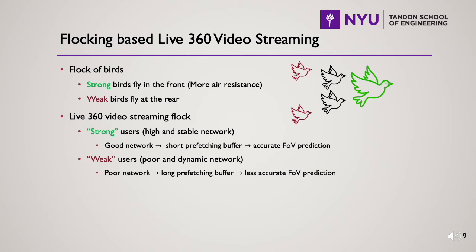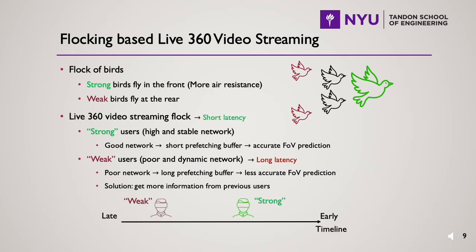Besides, we define the users with poor and dynamic network as weak users. A long buffer is required by them to play against the network fluctuation, which then leads to less accurate FOV prediction. To solve this, one solution is to let weak users get more ground truth information from previous users. To achieve this, on the timeline, we put strong users in the front with weak users at the rear.